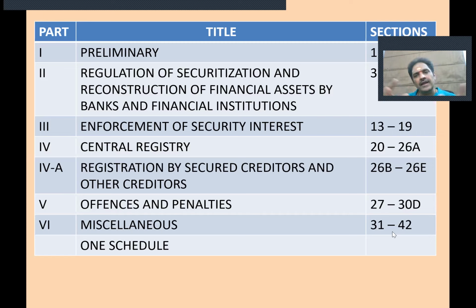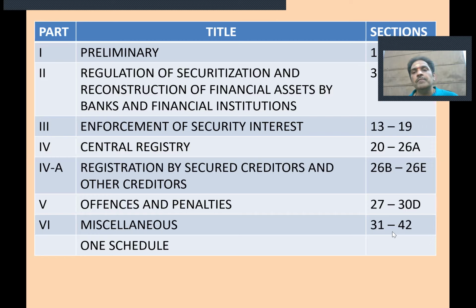So that way, the DRT and SARFAESI Acts have been combined, in terms of the institutional mechanisms for dealing with appeals, etc. But from the execution purpose, enforcement of security interest is dealing with secured loans, while the DRT will basically deal with the unsecured loans. And now the third thing that has come about is the Insolvency and Bankruptcy Code.